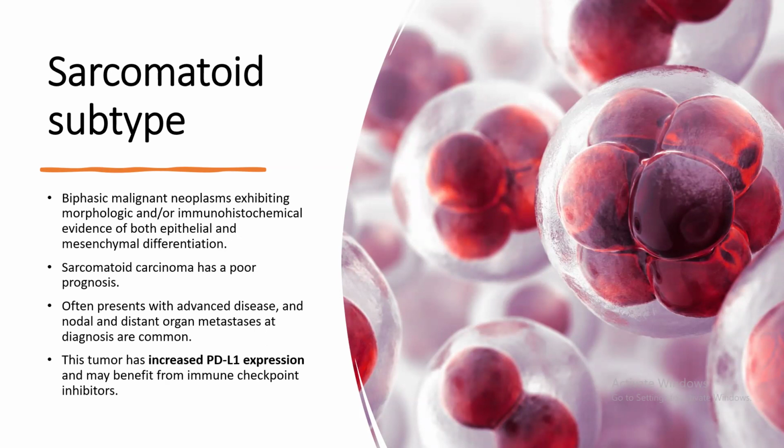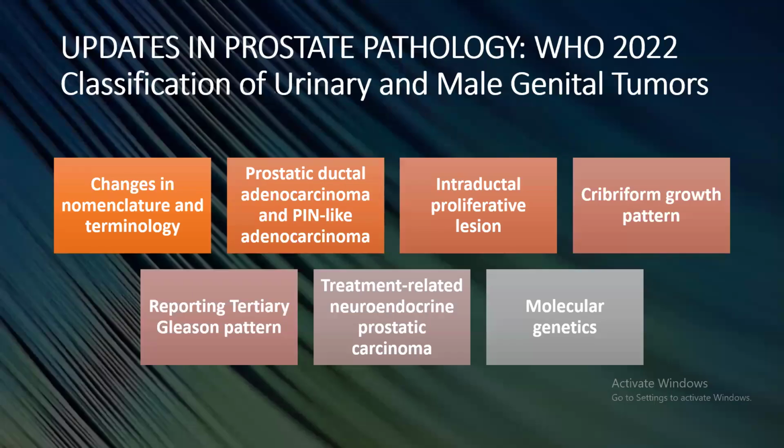Likewise, there are subtypes like sarcomatoid and plasmacytoid, where there is more PD-L1 expression, and then we can have therapies against these. Now coming to prostate cancer, because only 20 minutes was given, briefly I had covered the bladder part, and now I'll be coming on to the prostate.